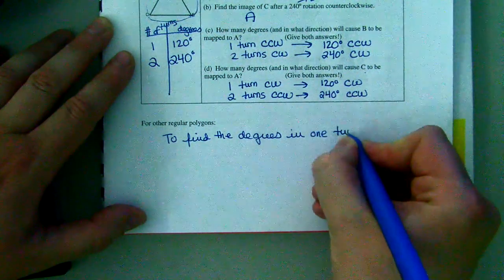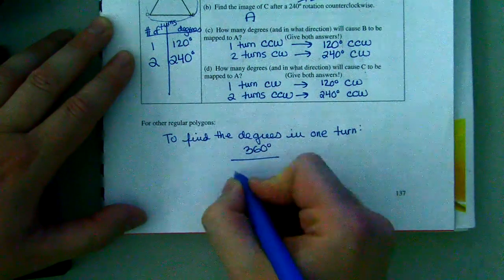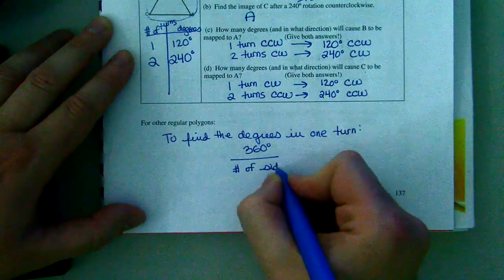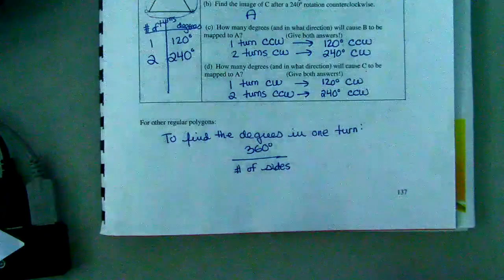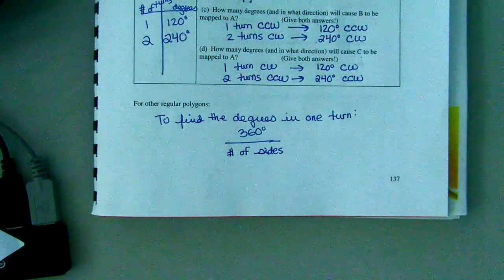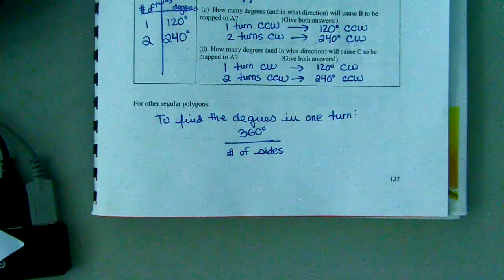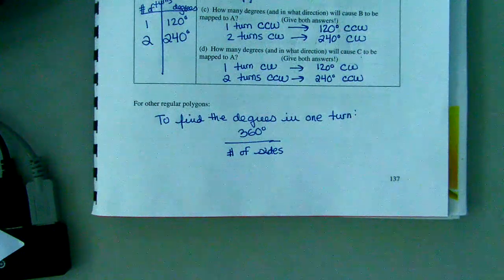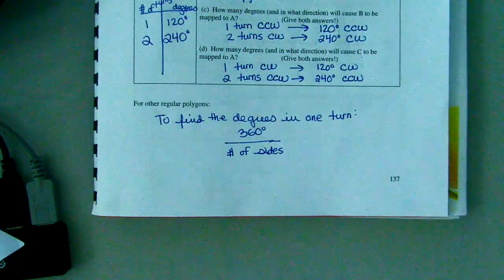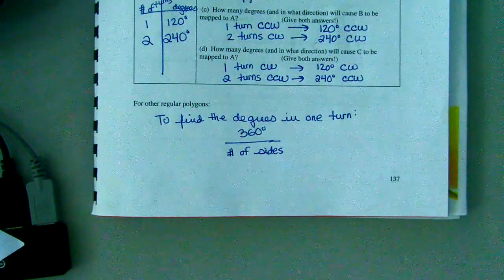what we need to do is 360 degrees divided by the number of sides, or the number of vertices, or anything like that. But the number of sides might be easier to count. I am going to make a chart like I did for the triangle, but the chart's going to be a little bit more involved than just 2 rows. It's going to have more rows. And then that chart will be the key to everything that we do with these problems. To find the degrees in one turn, we're going to take 360 divided by the number of sides.